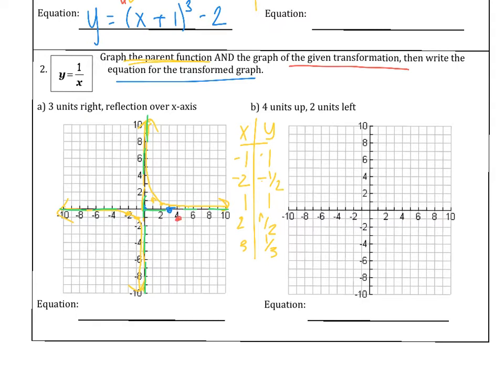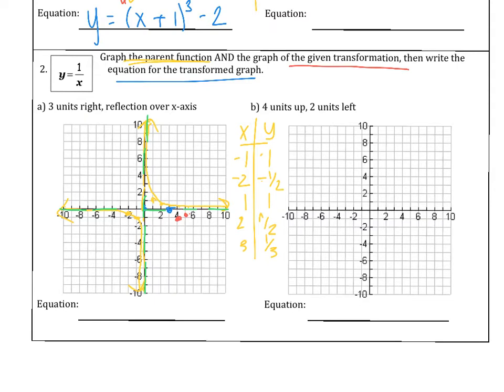And let's take this point right here, 2, 1/2, and I'll go 1, 2, 3 over, and then reflect that over, and it ends up right here at -1/2.